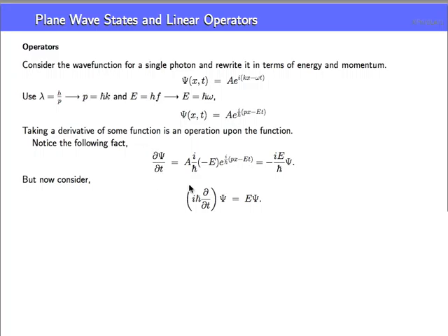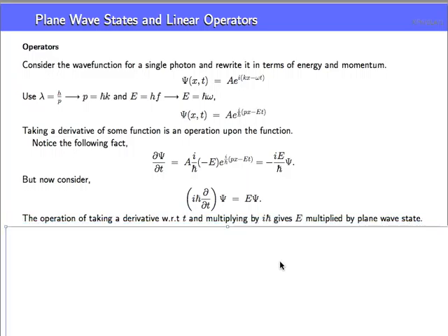So if I do that, the i h bar takes the minus i to i, and it gets rid of the h bar. So when I do this mathematical operation of taking the derivative with respect to time and multiplying by i h bar on our plane wave state, I get the energy of that plane wave state multiplied by that function back.